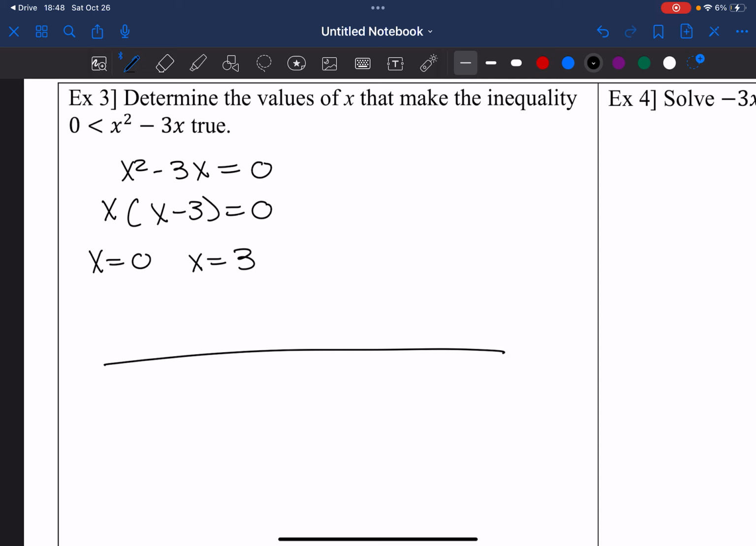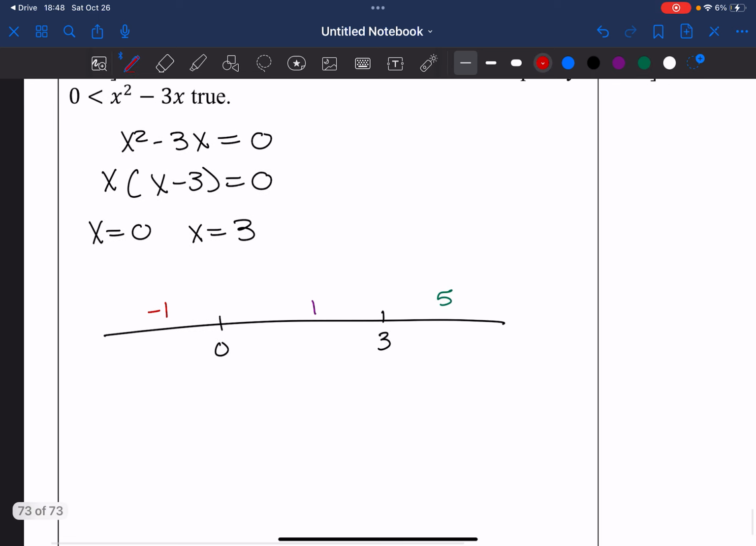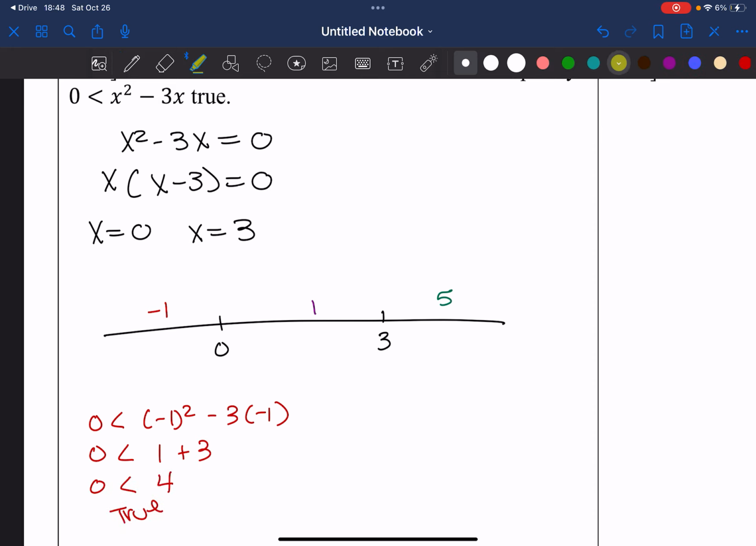So drawing my number line, I have 0, I have 3, and I have to pick my 3 test numbers between each section. So I can pick a -1, a 1, and a 5. And remember, these numbers are truly up to you. So I have 0 is less than (-1) squared minus 3 times -1. So 0 is less than 1 plus 3. 0 is less than 4, which is true. So I'm going to shade this part.